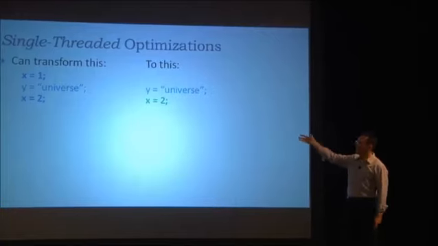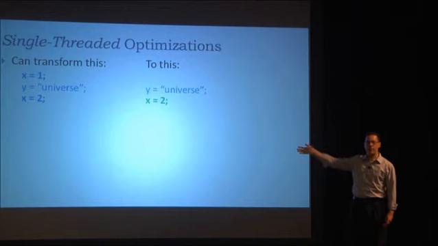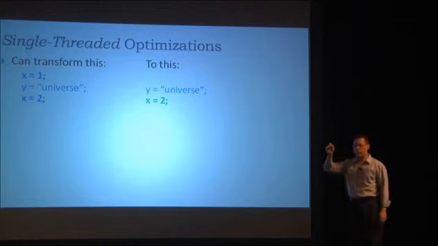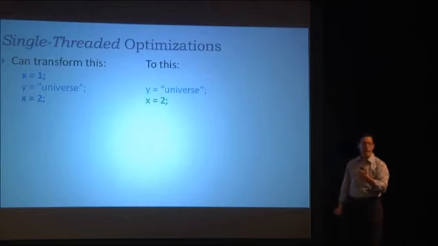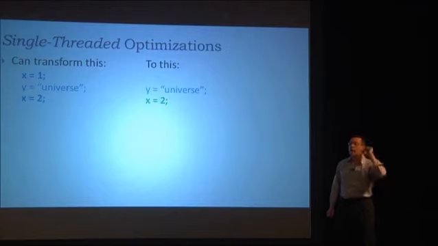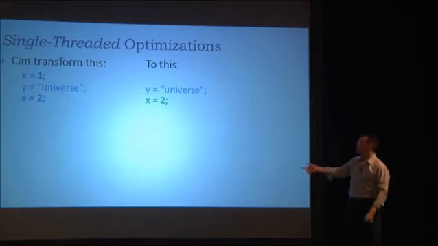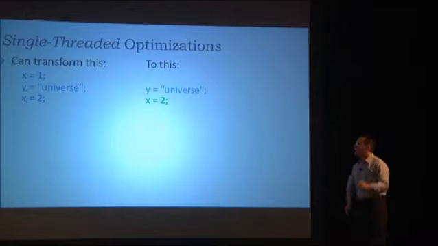Why is that a legitimate single-threaded optimization? Christopher? Because you never read from x in between, right? And therefore it's not visible. So both of these end up having the same observable results, right? So we've got basically a dead write that's never observed, so we can get rid of it. Okay, all right, now we're getting going.